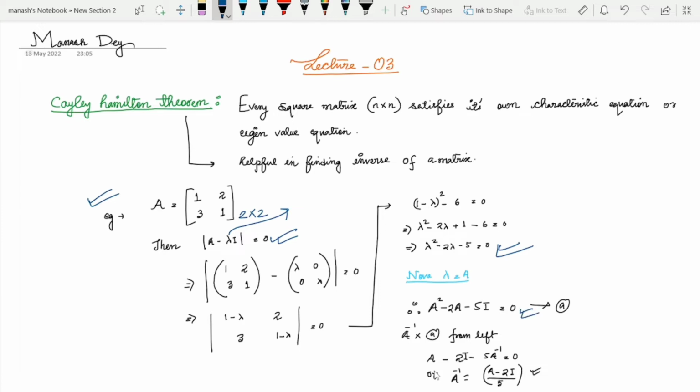Then if you multiply with A inverse from the left, A inverse into A square would be A, minus 2 into A inverse into A, which is the identity matrix, minus 5 A inverse is equal to 0. Now if you sort the A inverse out and separate it, you would find the value of A inverse as A minus twice I by 5. So you can see that with the help of the Cayley-Hamilton theorem, you can easily find the inverse of a matrix. This is the main motivation of using the Cayley-Hamilton theorem. So let us move slowly to the problem section.